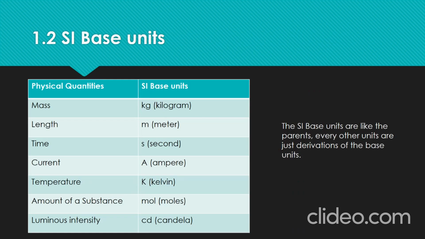Jumping on to SI base units, these are units from where other units are derived from. We say these are parental units. These are important, so it's better for you all to note it down. Unit of mass is kilogram, unit of length is meter, unit of time is second, unit of current is ampere, unit of temperature is Kelvin, and not Celsius. This is an important point to note. Unit of amount of substance is mole, and unit of luminous intensity is candela.